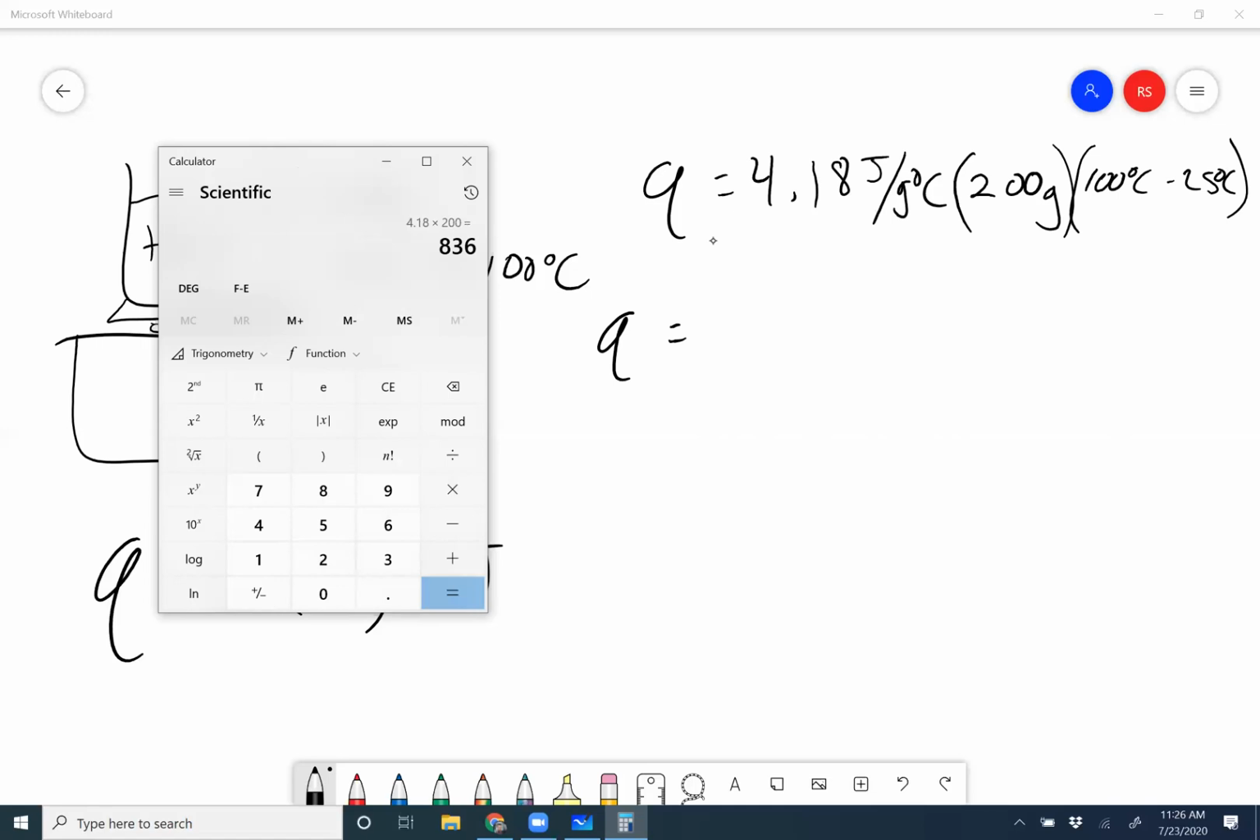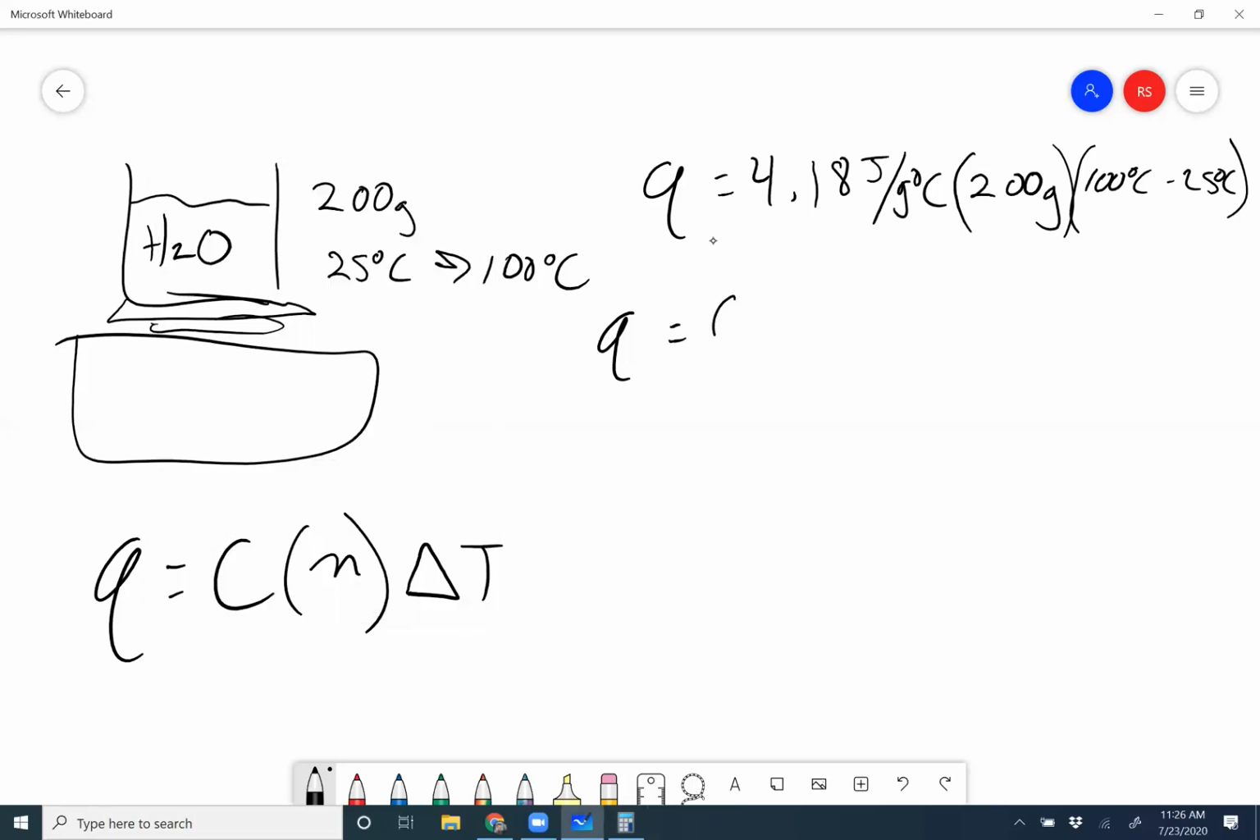And then we're going to multiply that by 100 minus 25, which is 75. So 62,700 joules. Joule is J. You could also write this as 62.7 kJ, so kilojoules.